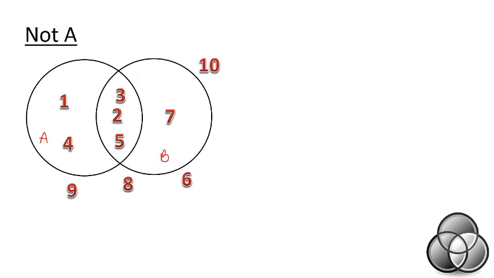Take a look at the following Venn diagram. Try to determine all of the elements that are not in A. Did you get the numbers 10, 7, 9, 8, and 6? So here is the set of elements that are not in A. Next, let's try to determine all of the elements not in B. Did you get the numbers 1, 4, 10, 9, 8, and 6? So here is the set of elements that are not in B.